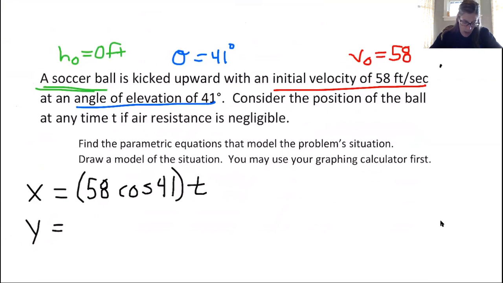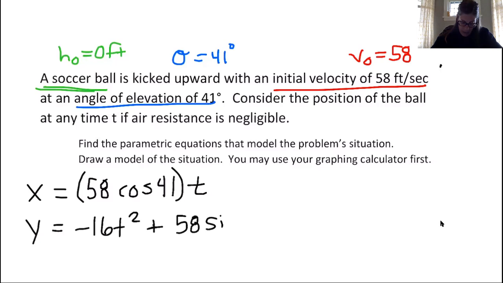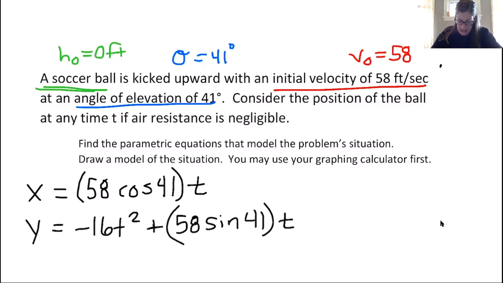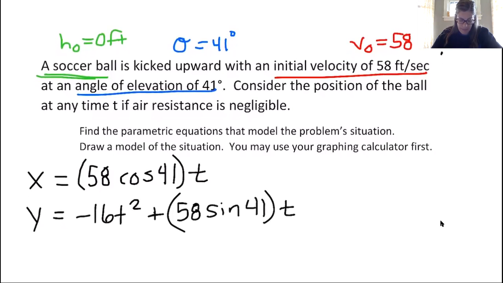And then for y, it's going to be negative 16t squared. And then we're going to use that vertical component of velocity. So that's going to be 58 sine 41. And again, I like to protect that with a set of parentheses. Okay, not totally necessary, but know that that's a number. And then plus the initial height. You could write plus 0 here, but I'm not going to write that because we don't really need it.